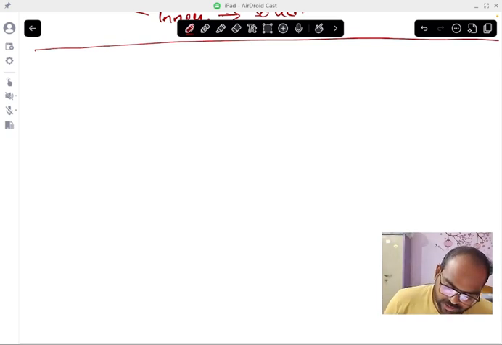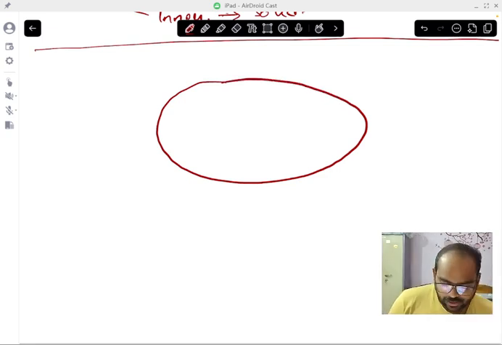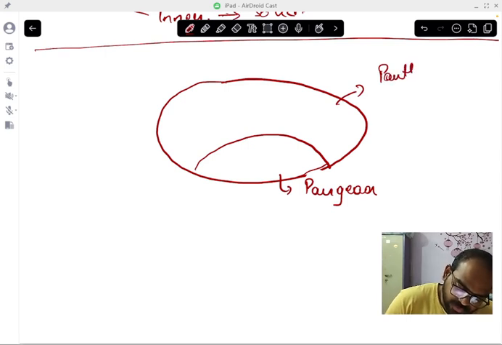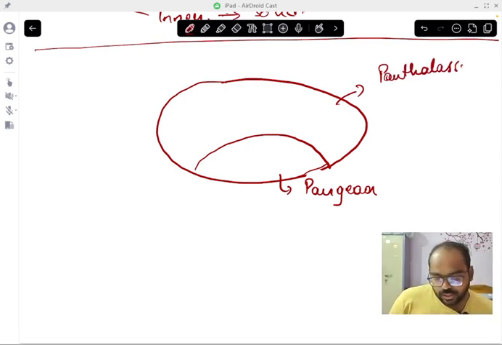Alfred said that many thousands of millions of years back, Earth was like this. It is a sphere with a huge landmass called Pangaea, surrounded by a huge ocean called Panthalassa. This is called Pangaea, and this is called Panthalassa. Also, the southern tip of Pangaea is called Durban.